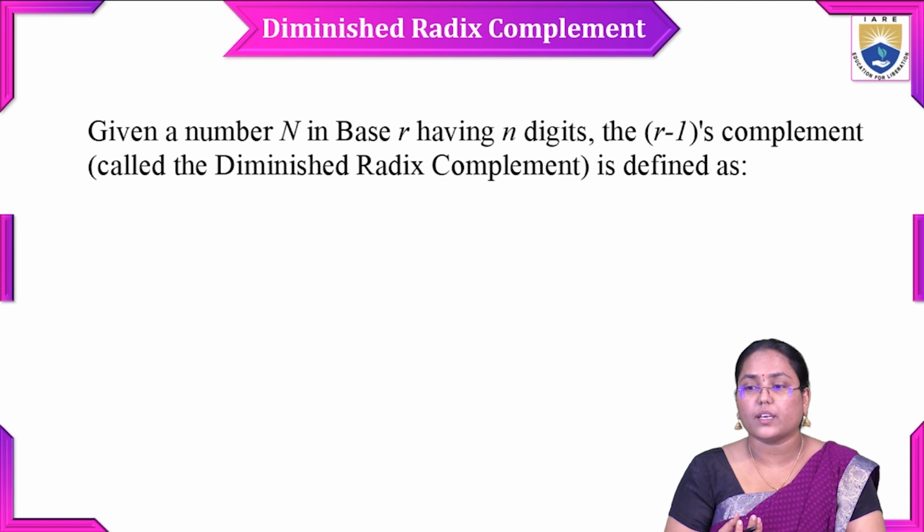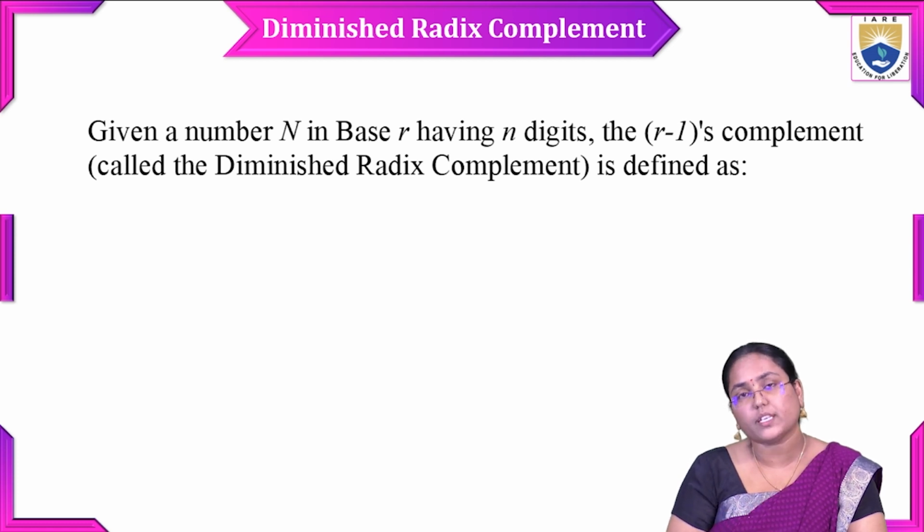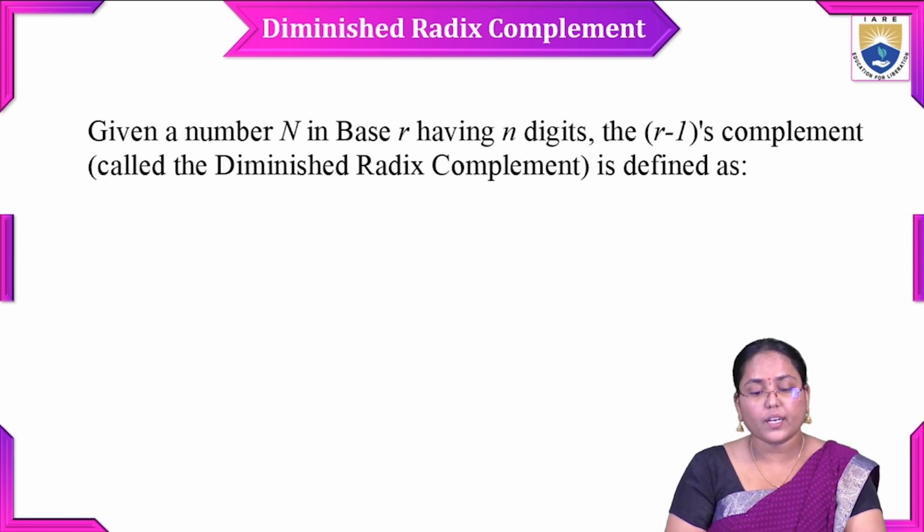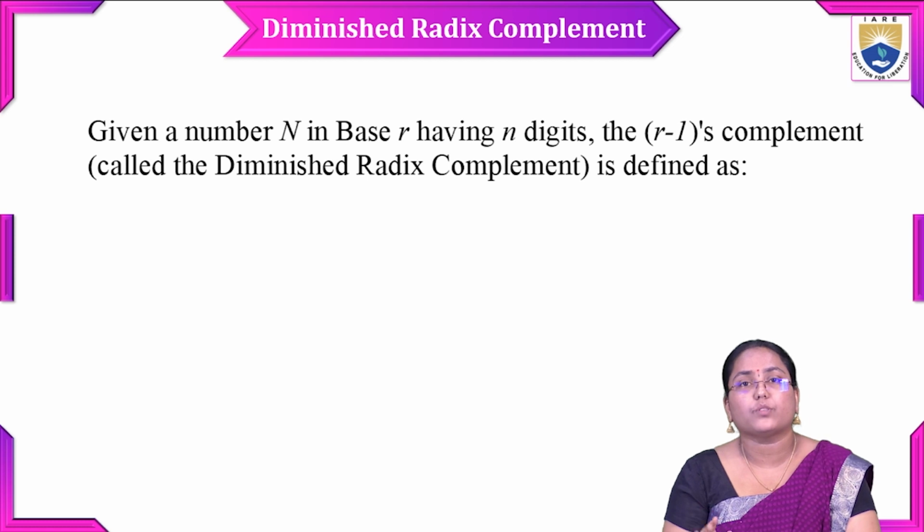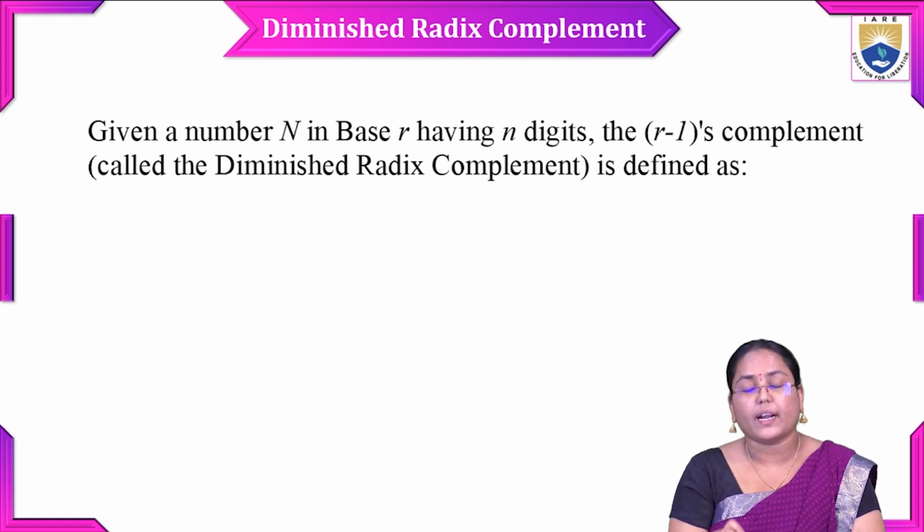That is to say, whether I have a binary digit, hexadecimal digit, or octal digit, whatever the digit might be, according to the radix, I need to be able to get the complement of that particular number. So how to accomplish this task? We have two different types of complements: the diminished radix complement and the radix complement.